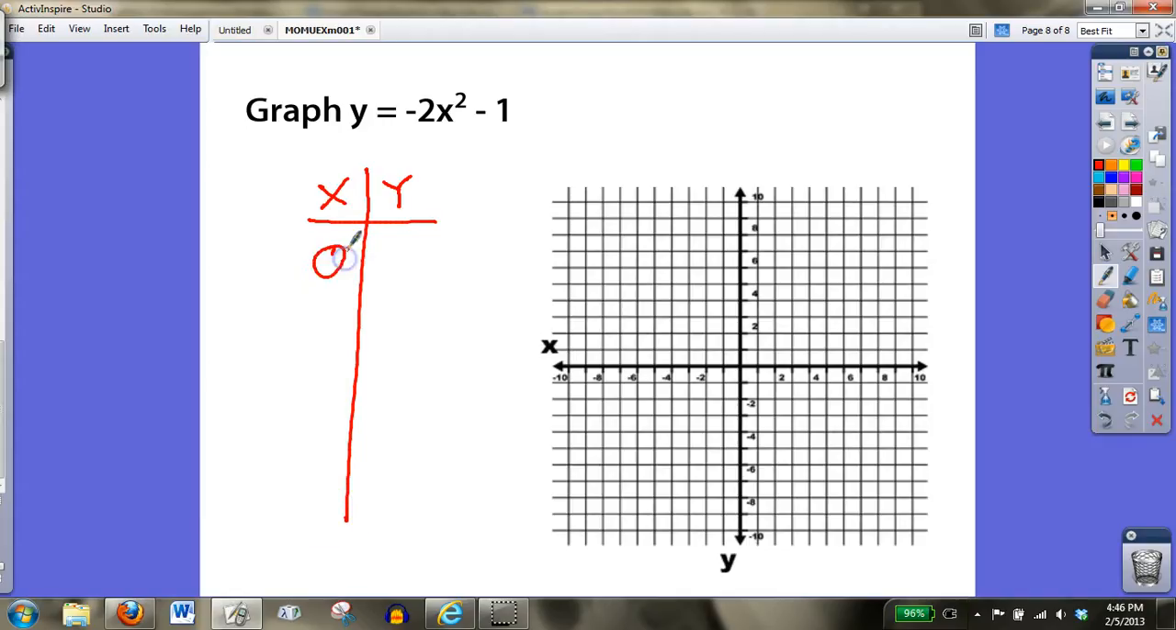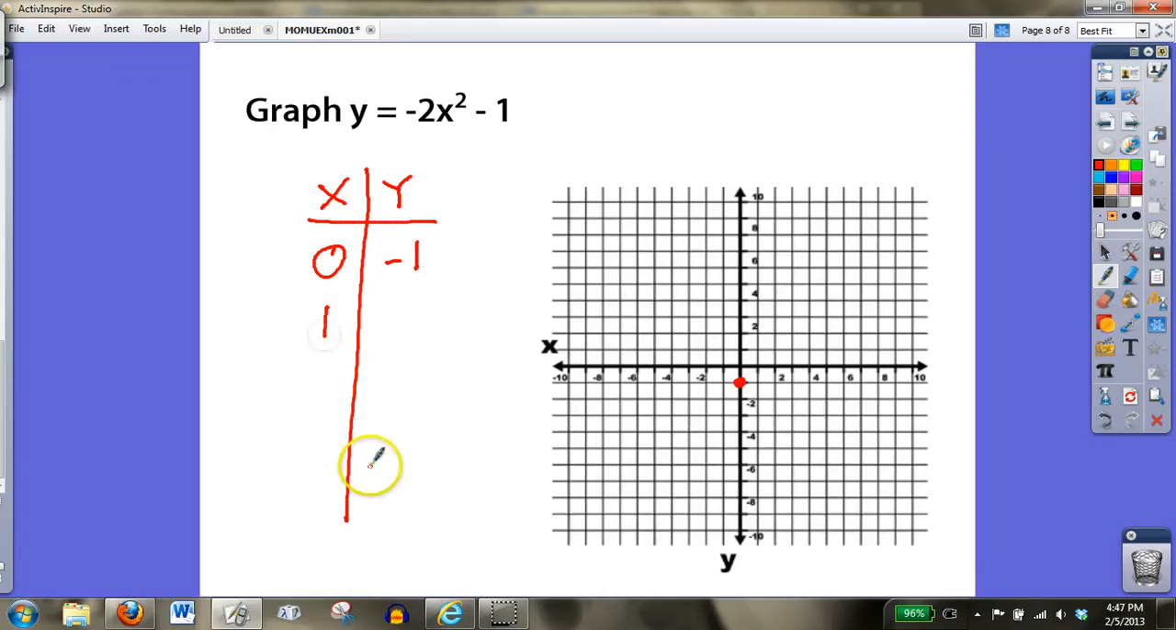So for example, I like to start with 0. 0 is an easy number to work with. If I had more space here, I'd write it out on paper, but for now, let's just go ahead and do it verbally. If we plug in 0 for x, in terms of order of operations, exponents come first. So 0 squared is 0, and then 0 times negative 2, still 0. Minus 1 would be negative 1. So I can go across to 0, down to negative 1, and then there's my first point. So staying in the center of my graph, that looks good. So I can start picking numbers around 0.